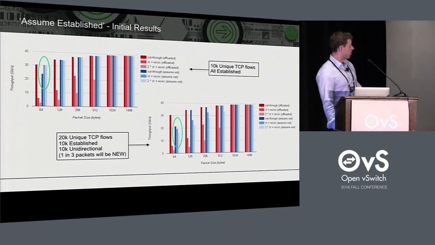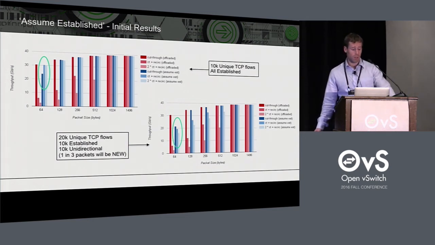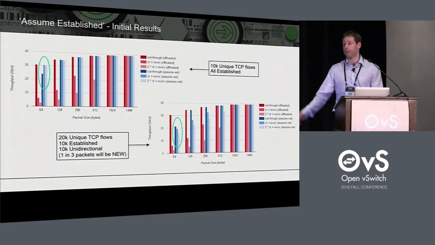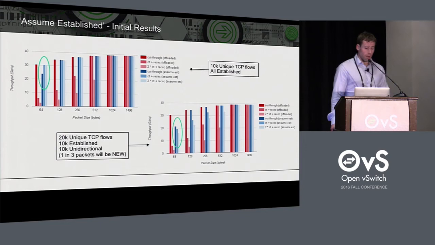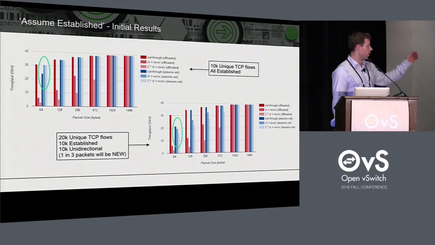The lower graph is probably more realistic. We've moved to 20,000 unique TCP flows, 10,000 established, 10,000 are unidirectional. So in theory in this test, 1 in every 3 packets will hit the new state. But if we compare the red, which is our simple offloaded OVS with our Conntrack, with the blue, which is with this technique applied, you can still see that we are greatly improving throughput when pushed over this.